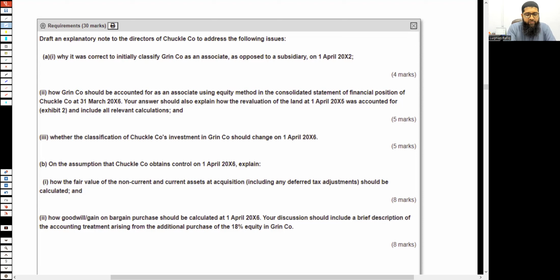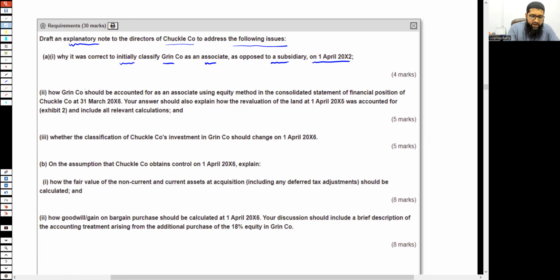It says draft an explanatory note to the directors of Chuckle Company to address the following issues. What are the issues that you have to address? Try to understand this. Why it was correct to initially classify Green Company as an associate as opposed to a subsidiary on 1st April 2002. So there is a 4-mark requirement asking why it was appropriate to classify an investment as an associate instead of a subsidiary.